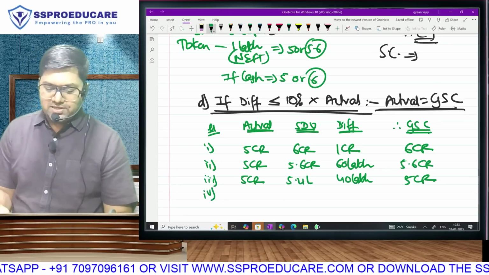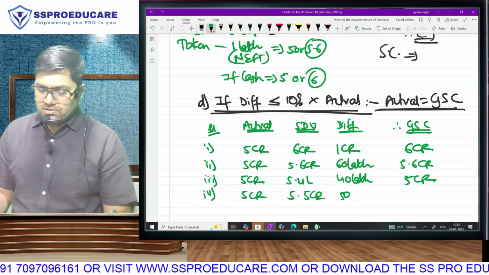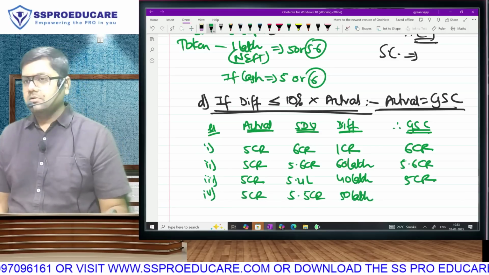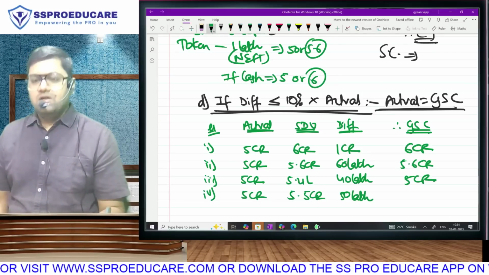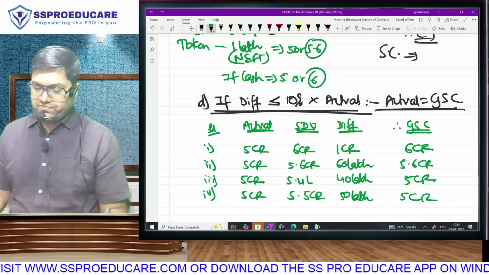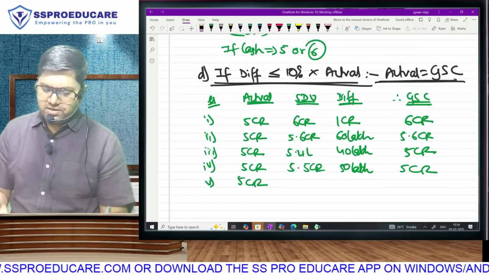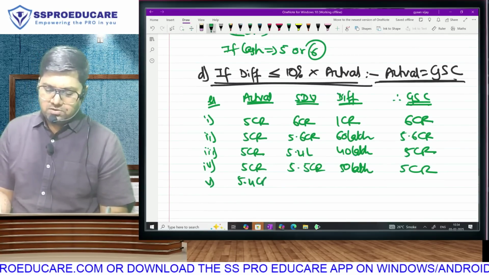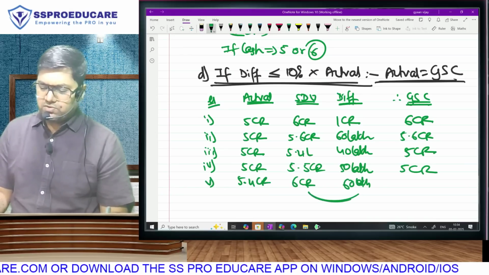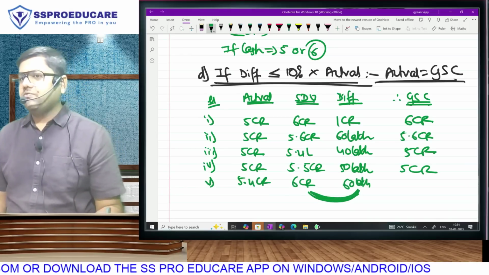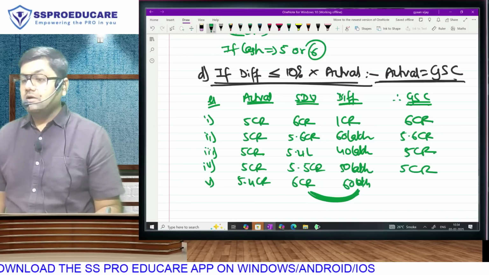Okay, last two. If you understand these two, they are the most complicated. 5 crore, 5.5 crore, 50 lakh rupees. 10% is done. Allowed. So what's my answer? 5 crore. Fantastic. Last: 5.4 crore actual, 6 crore stamp duty value, difference 60 lakh. Still it is equal to 10% only. And therefore we will take the answer.